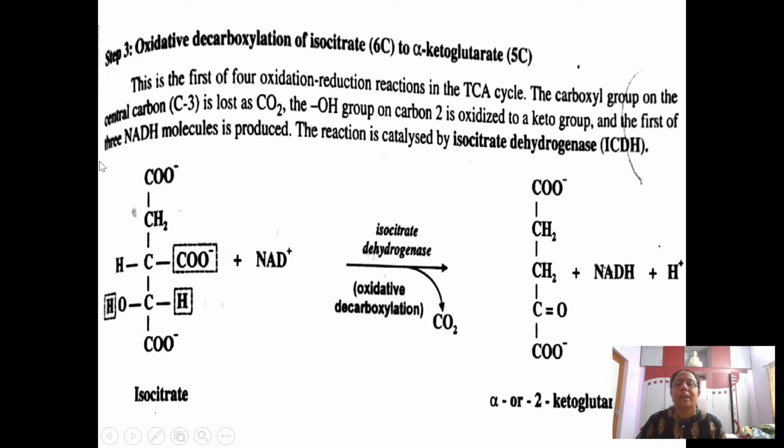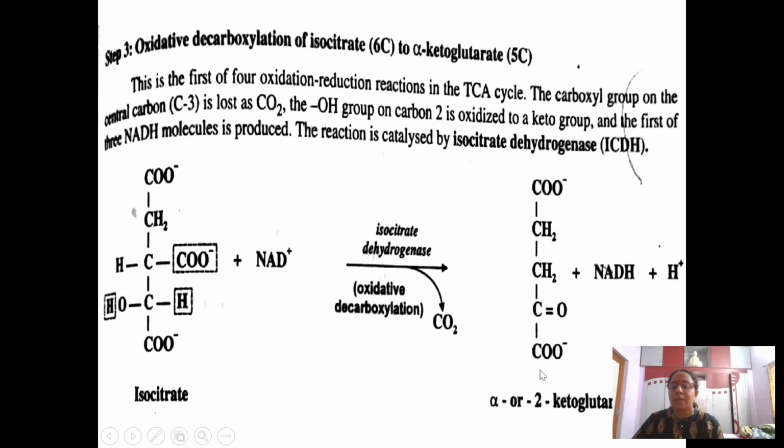Okay. And when this is oxidized, NAD plus has to get reduced to NADH. Remember, in any reaction, if one component gets oxidized, the other gets reduced. That's why you call it an oxidation reduction reaction. So, what is happening in this reaction? This CO2 is getting removed. The secondary OH group here is getting oxidized to a CO group. So, a molecule of NADH is produced, by the enzyme isocitrate dehydrogenase.